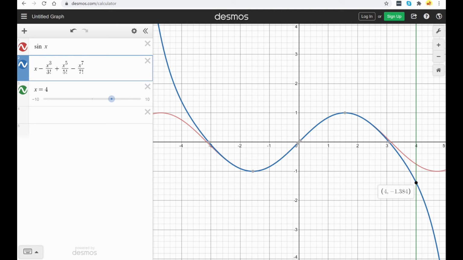So that's the reason why when we are doing approximation with a smaller number of terms, we will want to use very small values of x, which brings us to our next lesson on small angle approximation.